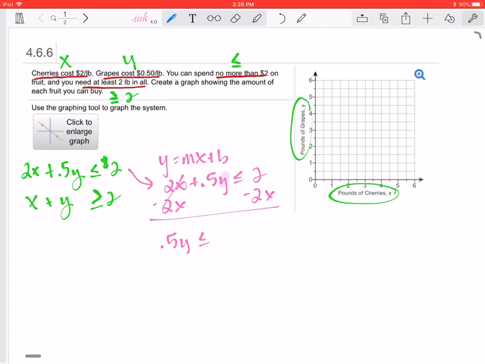So then 0.5y is less than or equal to negative 2x plus 2. Now I'm going to divide everything by 0.5. So y is less than or equal to negative 2 divided by 0.5, which gives us negative 4x. Positive 2 divided by 0.5 will give us 4. Okay, so if I were to talk about graphing that, I'm going to put my point there.